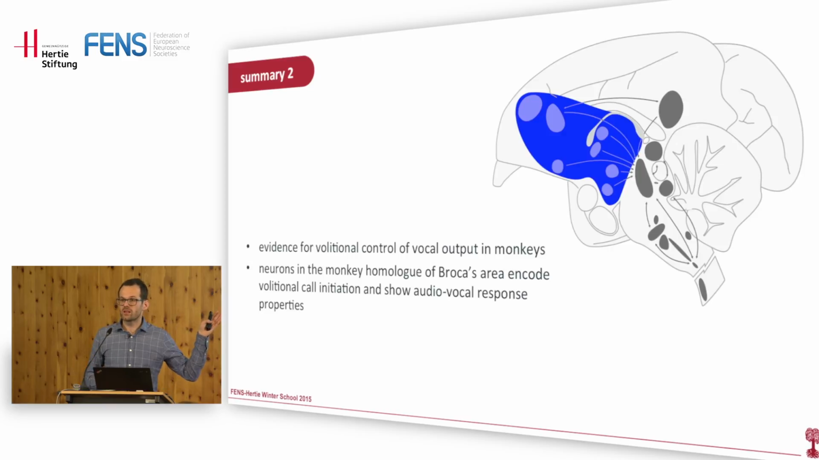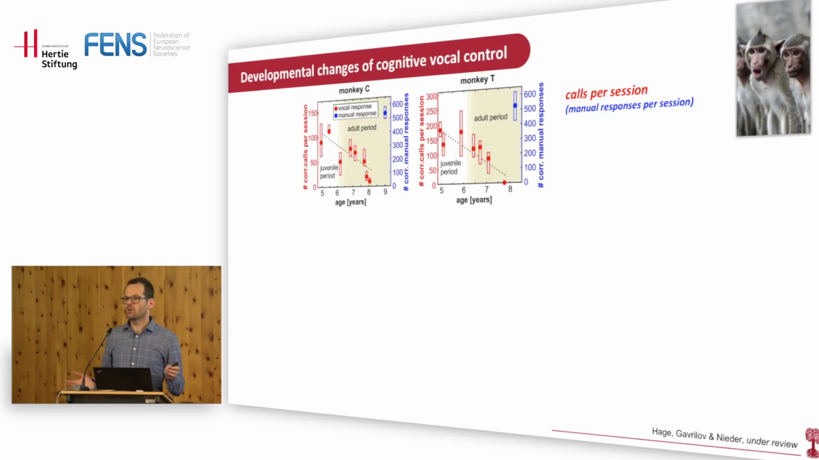So we have trained these animals for a couple of years, I think 3 or 4 years, where we do all these experiments. These animals are still alive and still working in the lab. However, they are not part of this vocal conditioning experiment anymore, and the reason for that is very simple: they stopped vocalizing. So this is the response of the two animals that we had, monkey C and monkey T.